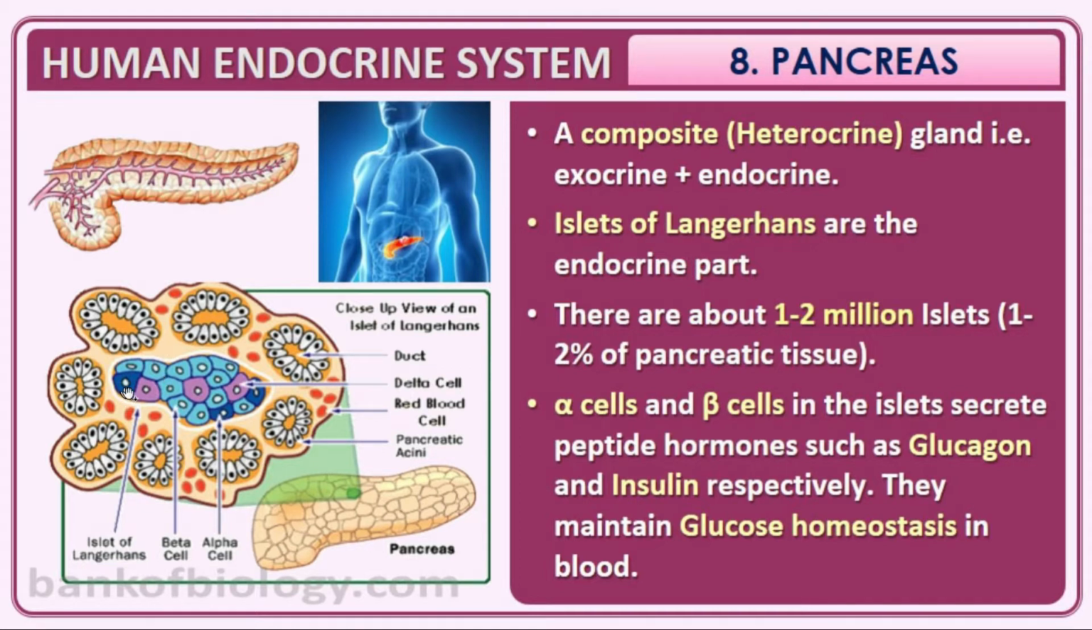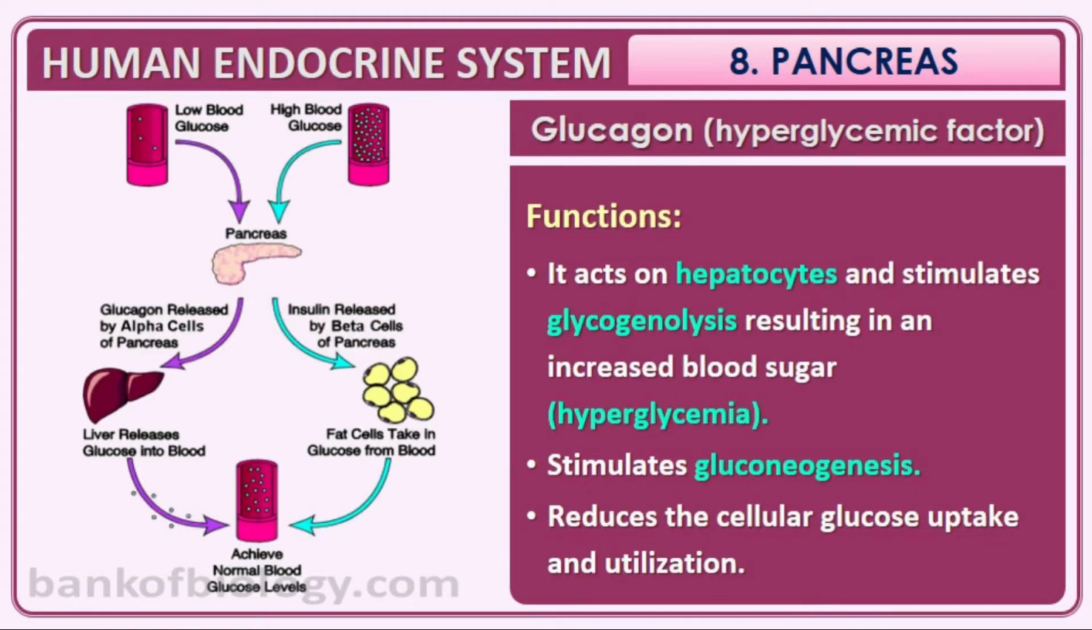Alpha cells produce which hormone? Glucagon. It will increase the blood sugar level. And beta cells secrete insulin. It will decrease the blood sugar level. It is very important for sugar patients. Is it clear? Glucagon is otherwise called the hyperglycemic factor. Hyper means high, over.